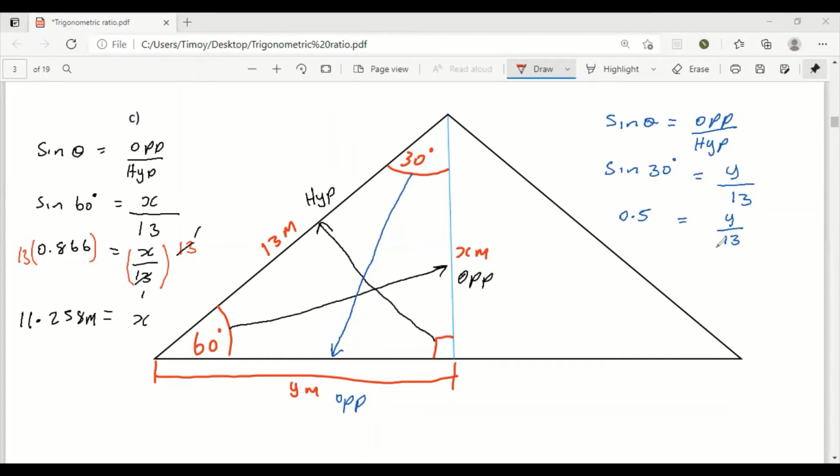At this stage, to solve for y, all we need to do is multiply both sides by 13. So we're going to multiply this side by 13 and also multiply this side by 13 as well. When we multiply both sides by 13, you would realize that 13 into 13 is 1, and 13 into this 13 is 1. So what we're left with here is just y, because 1 times y will give us y. And 13 times 0.5 will just give us 6.5 meters. And that's how we would use the sine ratio to find the missing length of a given right angle triangle.